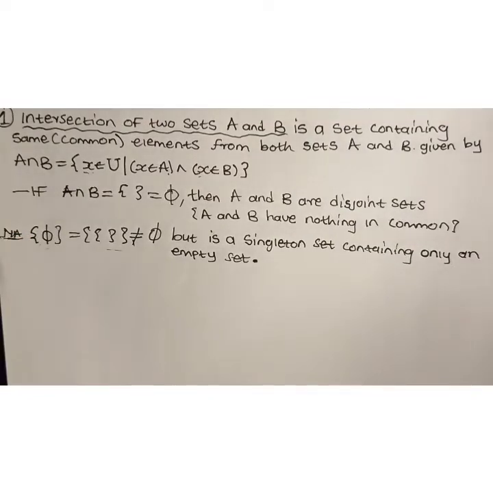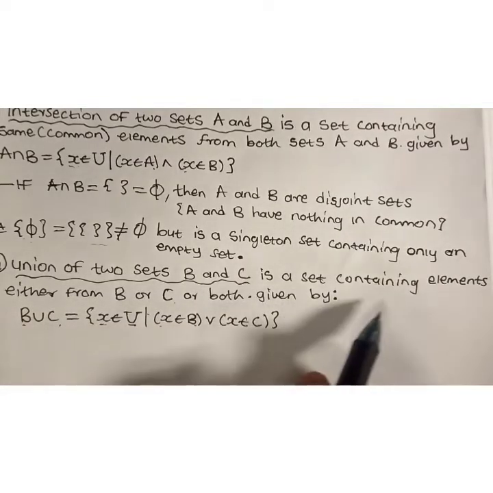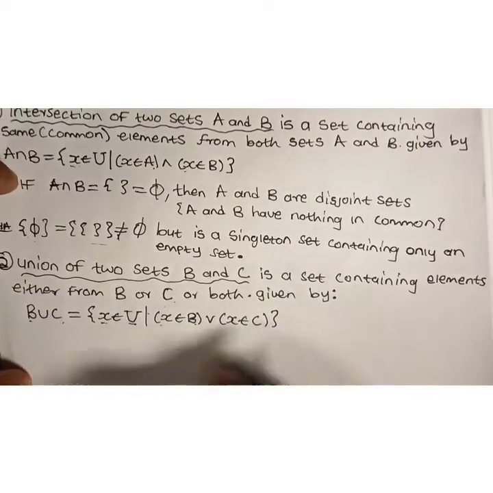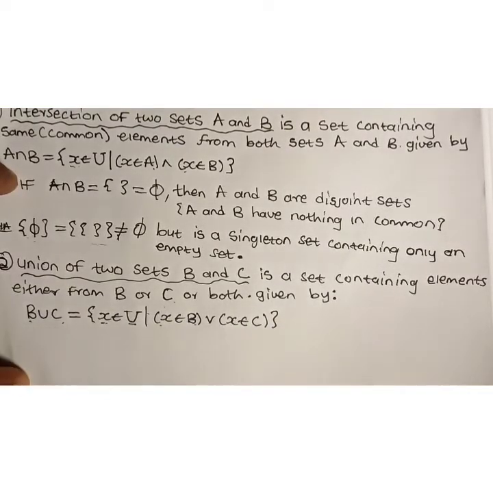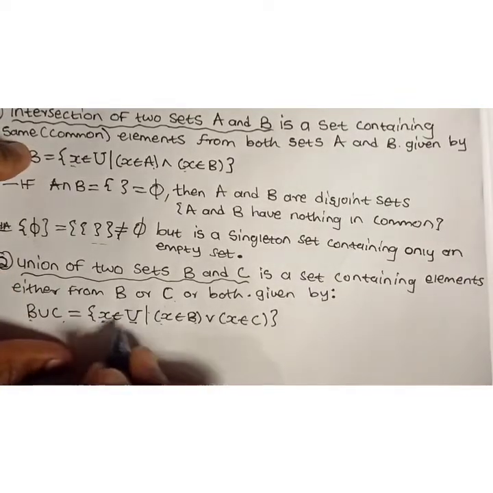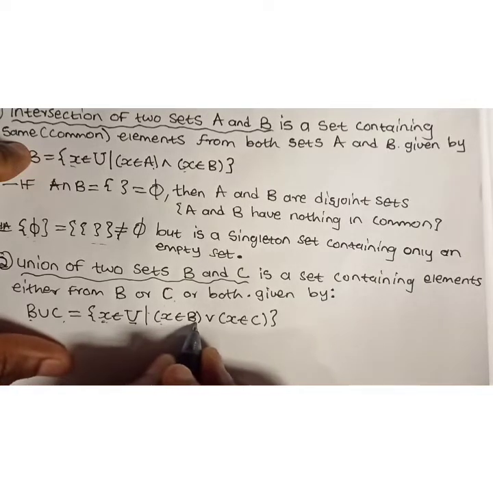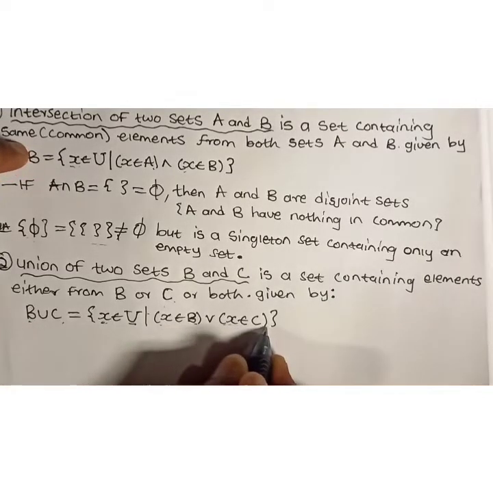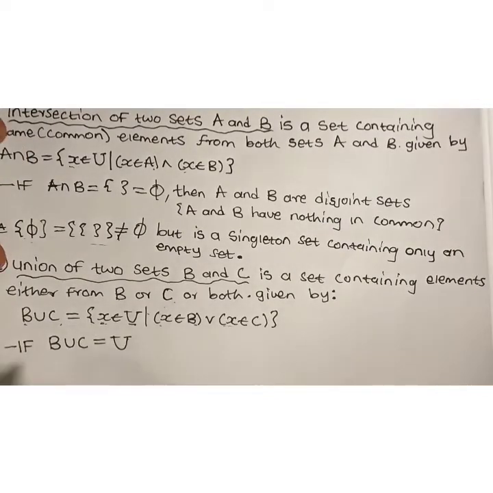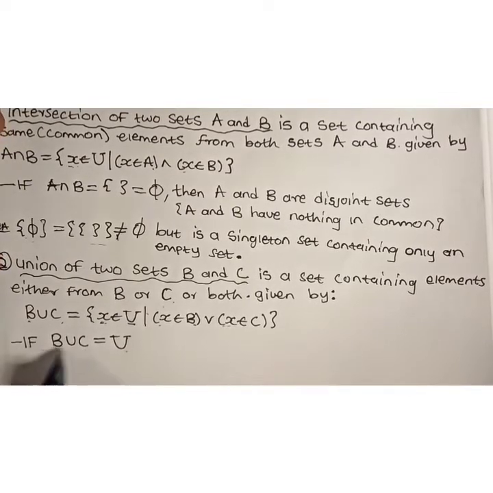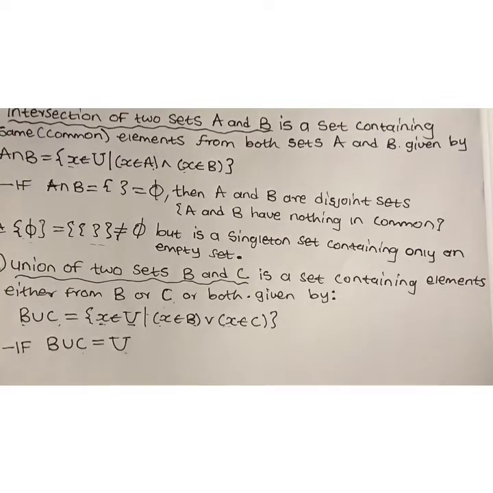Secondly, we define the union of two sets as a set containing elements from either B or C or both. It is given by B union C, which is defined by X, an element of the universal set, such that X is an element of B or X is an element of C. If B union C is actually the universal set, then B and C are complementary sets, meaning they are the only sets in the universal set.